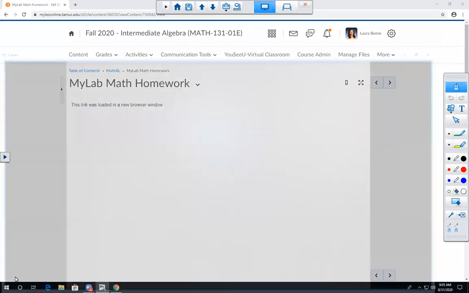Okay, so last class we were talking about factoring using the greatest common factor. So let's get going on that. Get some paper out for notes here.